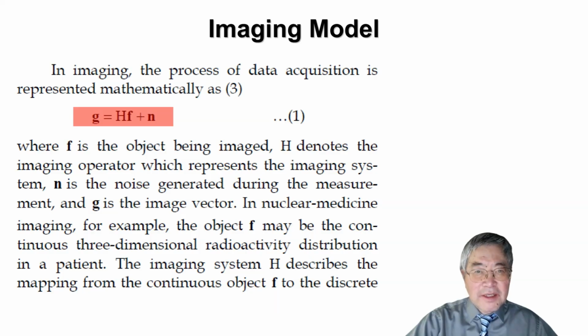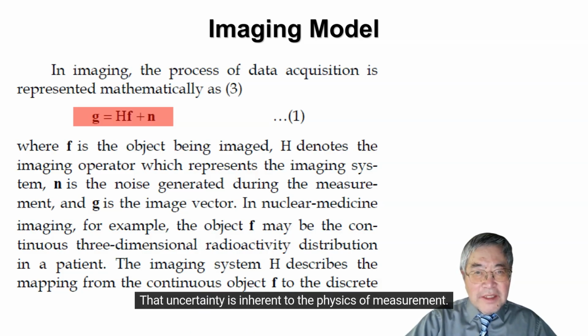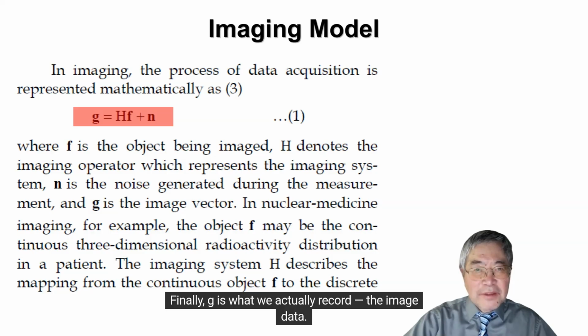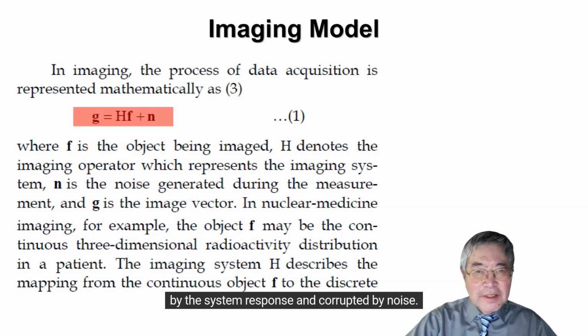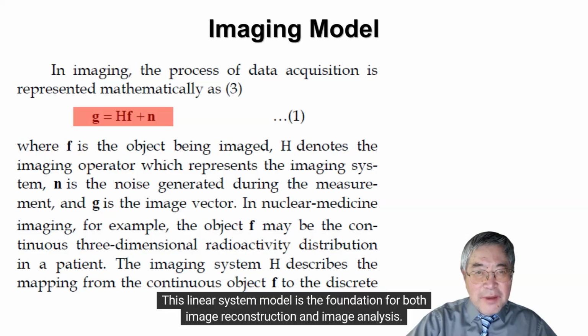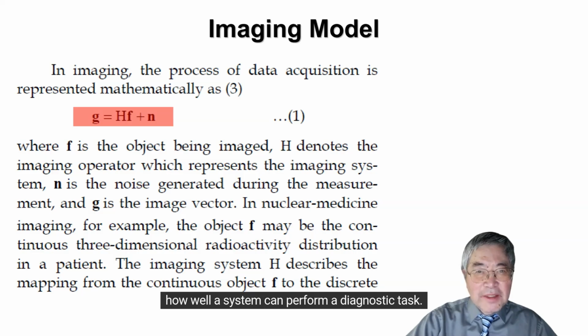Then comes n, the noise. Every real imaging system is contaminated by noise, whether it's photon noise, electronic noise, or other random fluctuations. That uncertainty is inherent to the physics of measurement. Finally, g is what we actually record, the image data. So what you see on the screen is not the object itself, but rather the result of the object being transformed by the system response and corrupted by noise. This linear system model is the foundation for both image reconstruction and image analysis. It's also where model observers come in. They take this same mathematical description and use it to predict how well a system can perform a diagnostic task.